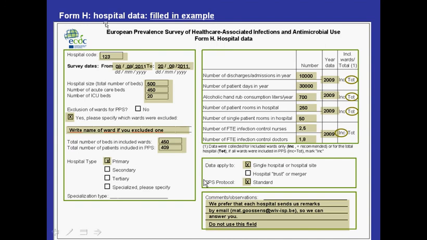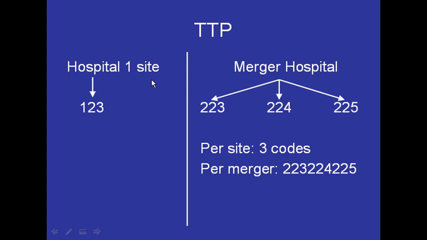Finally, we will mark if the data apply to a single site or to a hospital trust or merger. In our case, it's already fairly easy. There are 3 digits in the hospital code, therefore this is a single site. That means either it was a hospital of one site or a merger hospital that chose to do information per site.